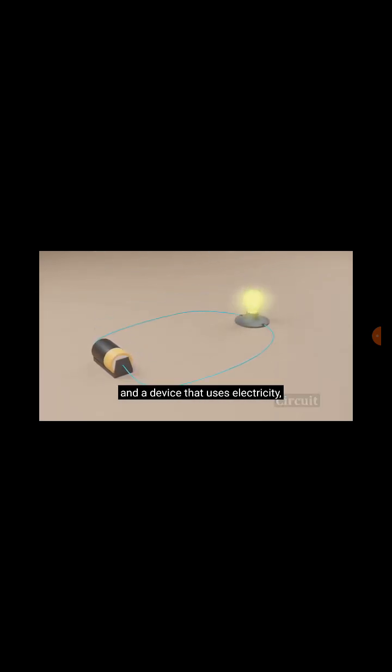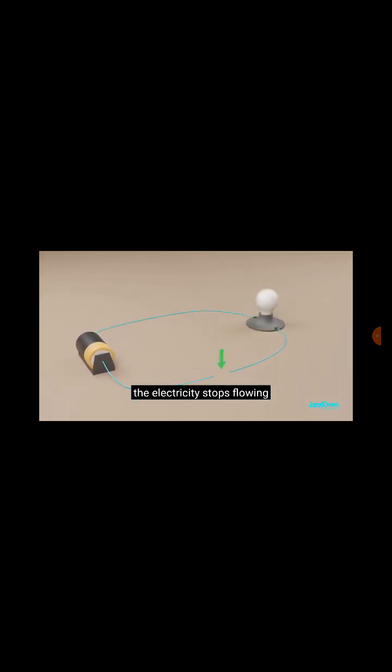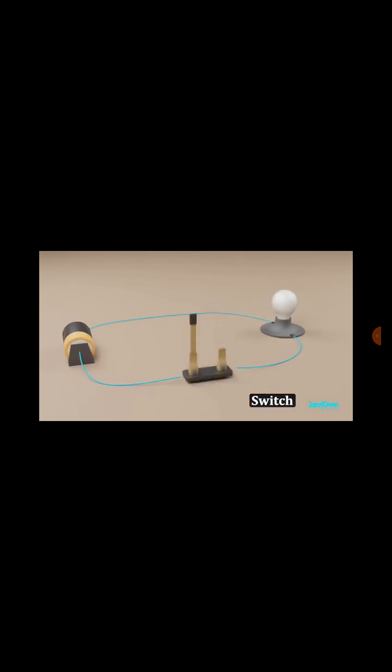with something called a circuit. You have a battery, some wires, and a device that uses electricity such as a light bulb. Electricity flows through the circuit. But as soon as there is a break in the wire, the electricity stops flowing and the light bulb goes off. The path must be complete for the circuit to work. This is best done through the use of a switch.